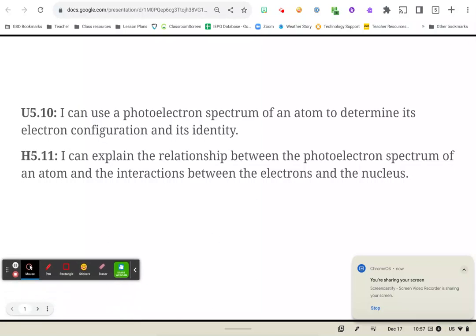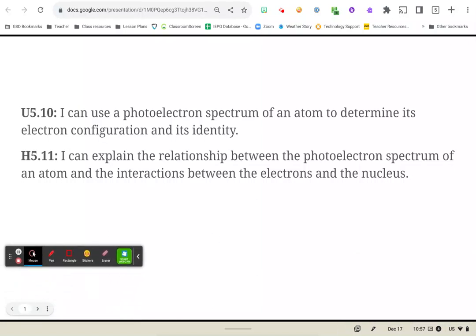All right, so this video is going to be on photoelectron spectroscopy and how you read the graph, as well as how you connect what you're seeing in the graph to the structure of the atom and Coulomb's law.